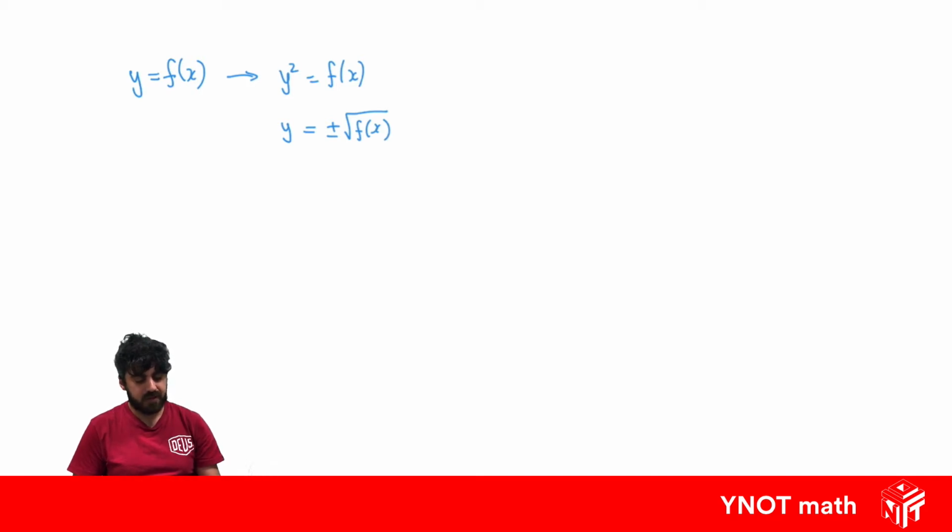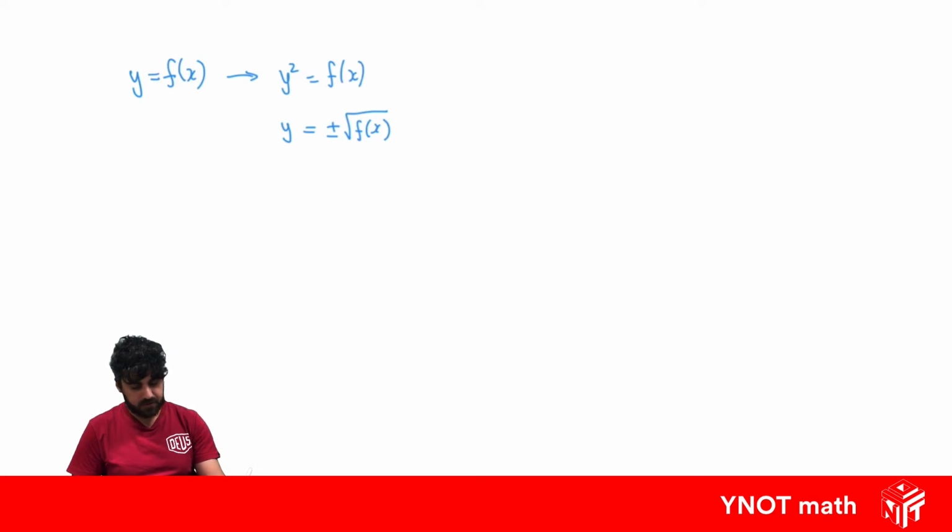And all this means is, when we're sketching y squared equals f of x, all we need to do is sketch the square root of f of x and reflect it about the x-axis. So all the same rules still apply for the square root of f of x, but once we finish that, we just reflect it with the x-axis. And let's have a look at an example.